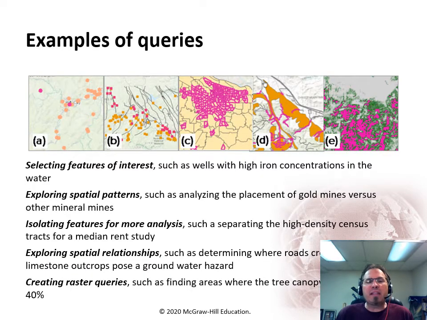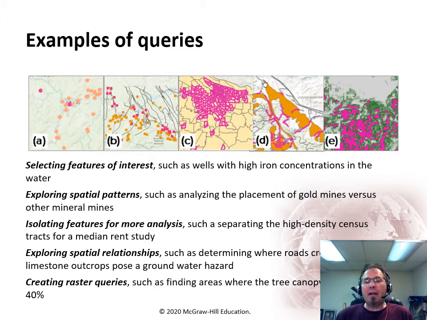All right, here's some examples of queries that you could do. Something like selecting features of interest. Give me all the wells that have high iron concentrations. Because once you ask that question, you see those points highlighted on a map. Now you could start to make some assumptions or conclusions based on where they sit in space. Is there some type of pattern going on that maybe you wouldn't have seen with the naked eye until they were highlighted on your screen?